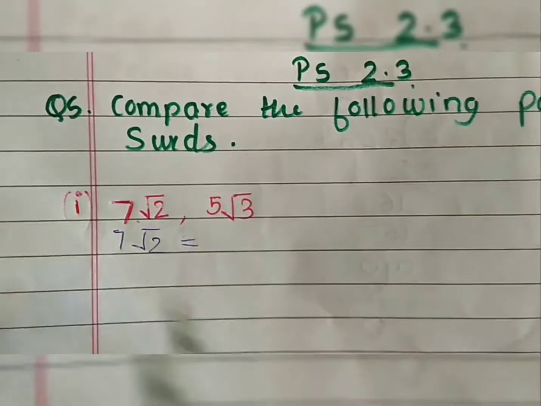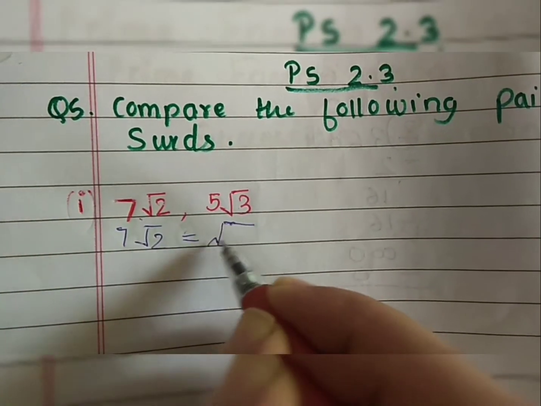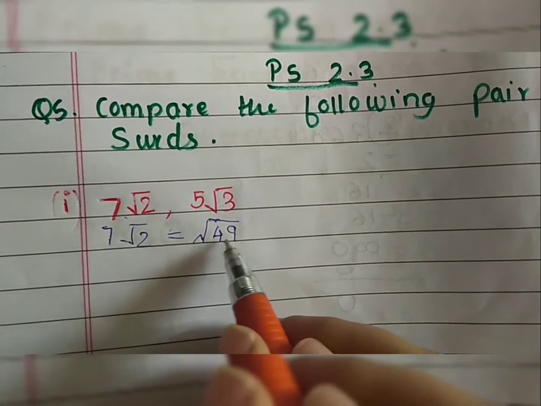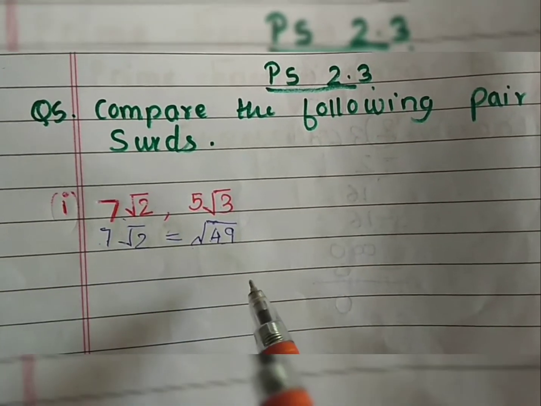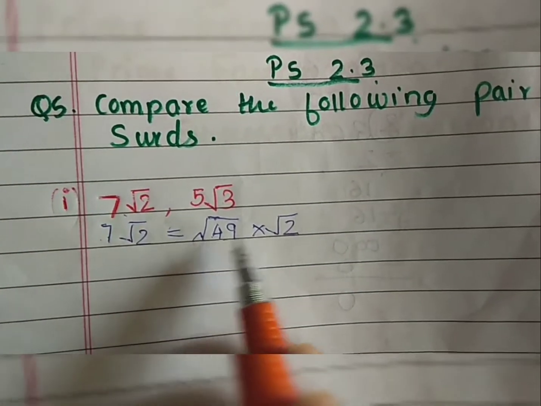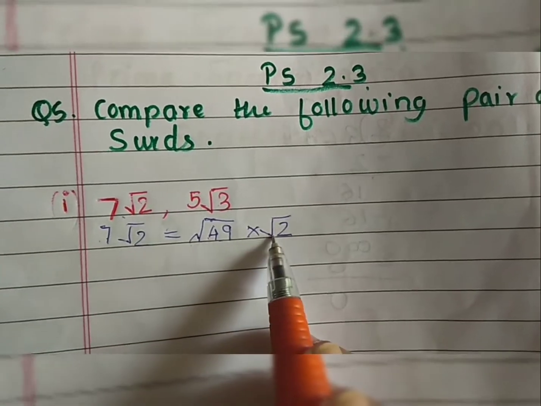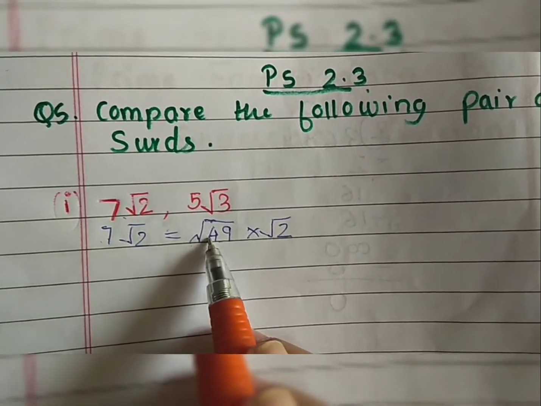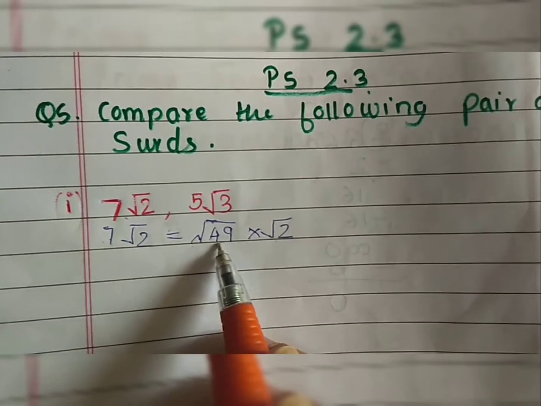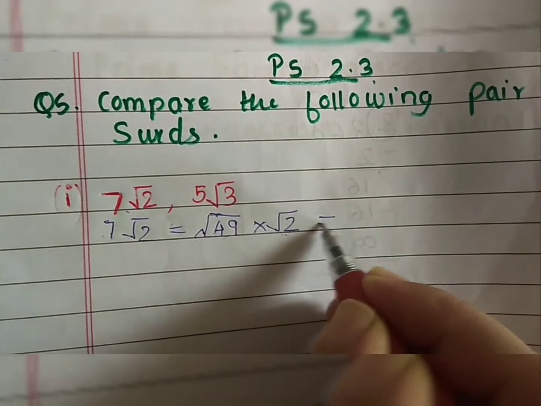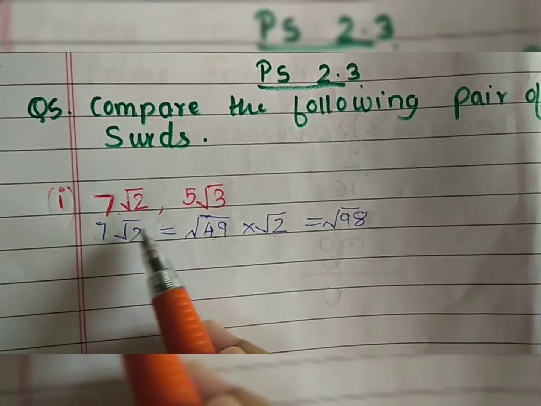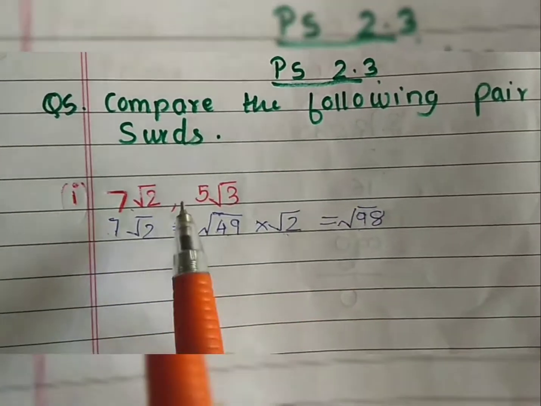Similarly, if we write this 7 in the form of a square root, the square root of 49 will give you 7 itself. So it is one and the same, multiplied by root 2. As you all know, we can multiply the given two surds if they are under the radical sign. If you multiply the square root of 49 by the square root of 2, it will give you root 98. So we have got 7 root 2 is equal to root 98.